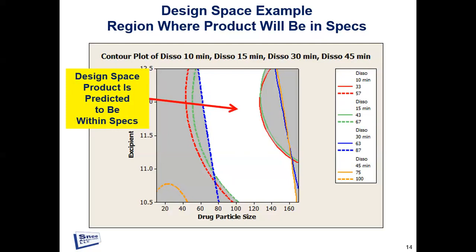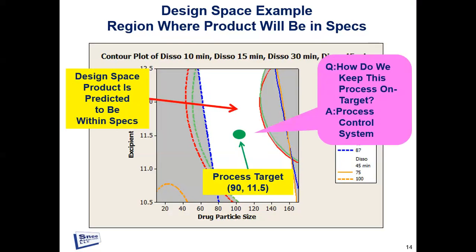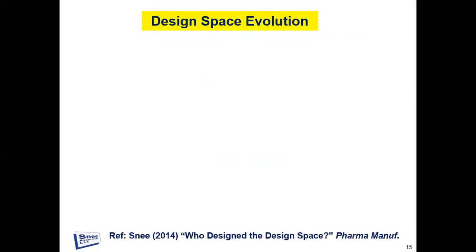The design space is all of the white area, and typically we're going to pick a process target. In this particular case, we're showing something close to the center of the design space. Now a critical question here is, how do we keep this process on target? We have a target of 90 at 11.5. We're going to need a process control system to keep it on target. So that's another critical building block, as you saw earlier, for quality by design.